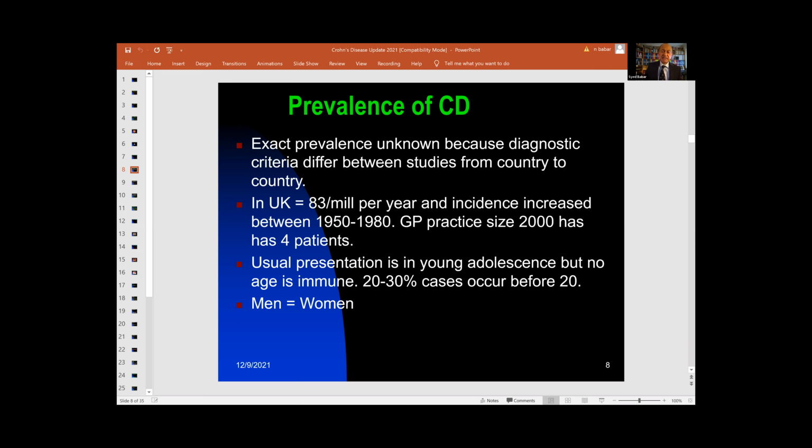20 to 30% of cases occur in patients under 20 years of age, with equal predilection between men and women, but no age is immune.